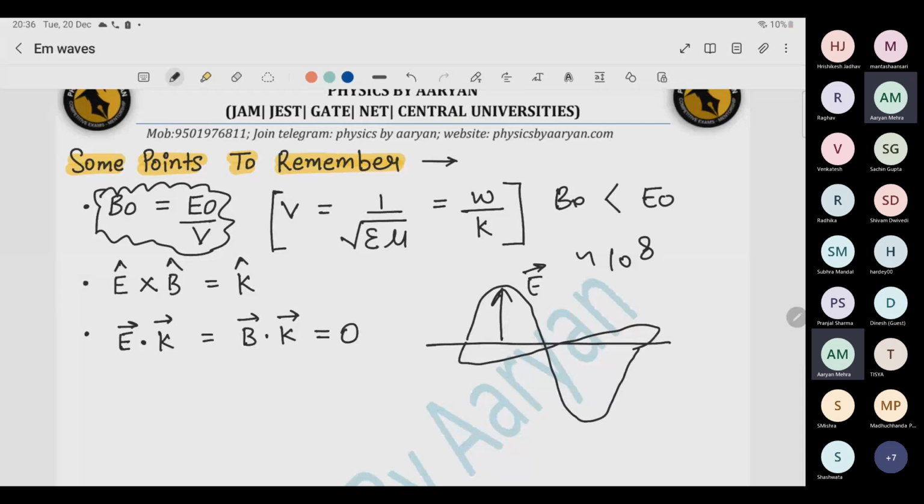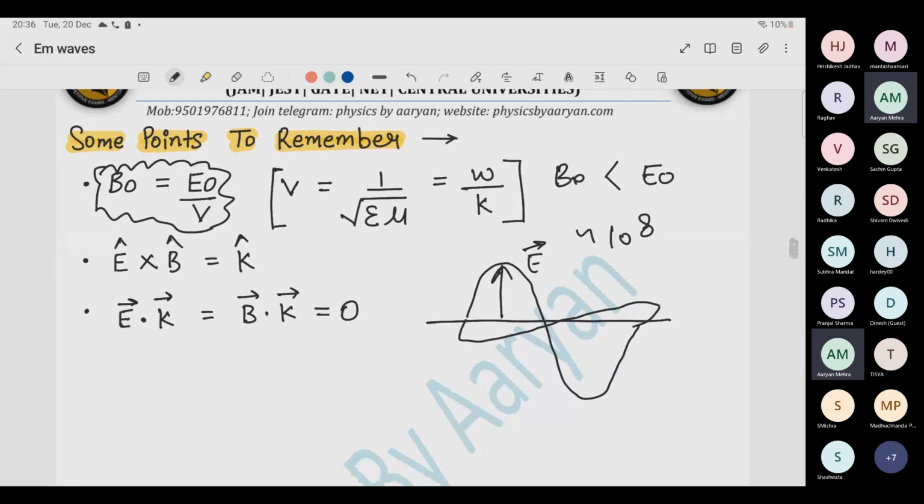Anything you can write. The second thing you should remember is that the direction of the EM wave is the E cross B direction. If E cap is the direction of the electric field, just the direction I'm saying, and B cap is the direction of the magnetic field, then if you do E cross B, you get the direction of the EM wave.